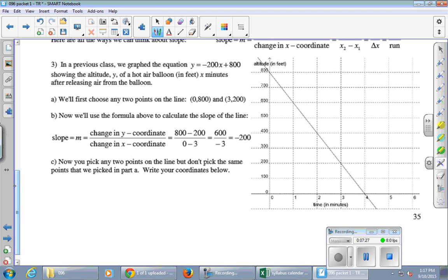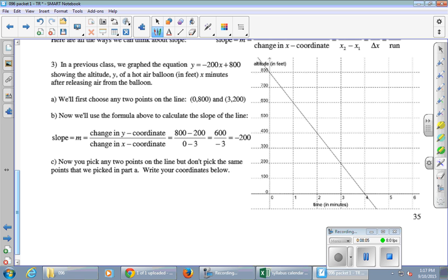Okay, so let's take a look at number 3, which references this problem from a previous class. We had this equation, y equals negative 200x plus 800. I think we had that last class. It had to do with the altitude y of a hot air balloon in feet, x minutes after we started releasing air from the balloon. I gave you guys that equation in a previous class, and I had you find the two intercepts, y-intercept, x-intercept. You connected the dots, and you described what was going on. So now what we're going to do is get another characteristic of that line. You've previously found the x-intercept and the y-intercept. Now we find the slope.